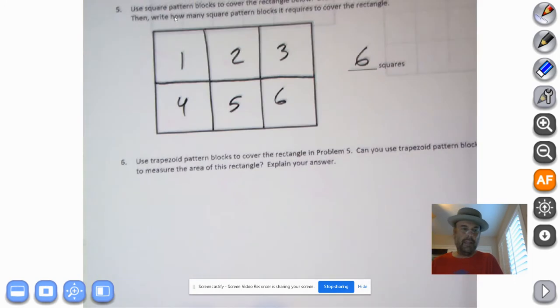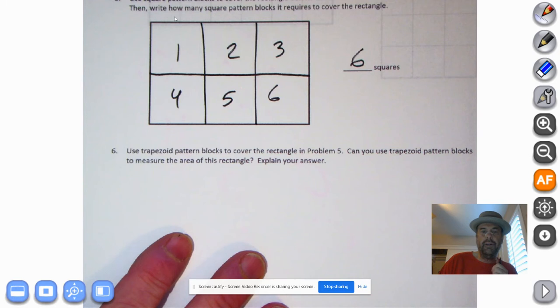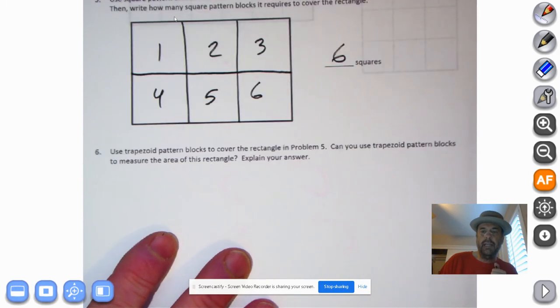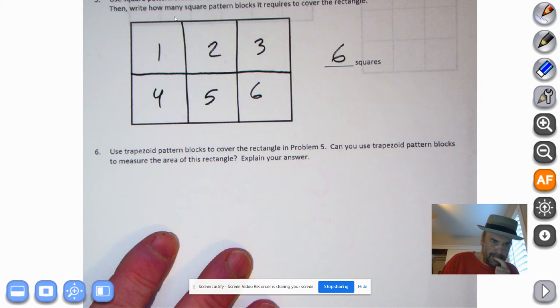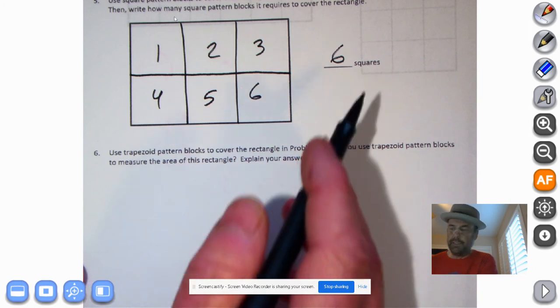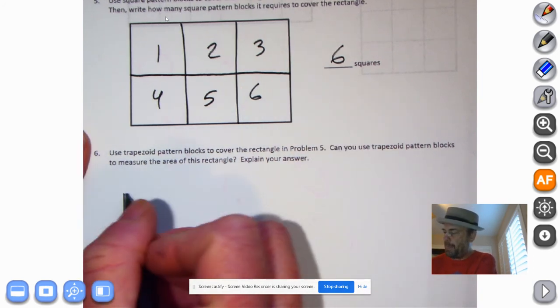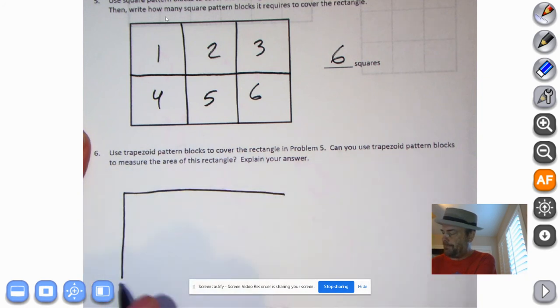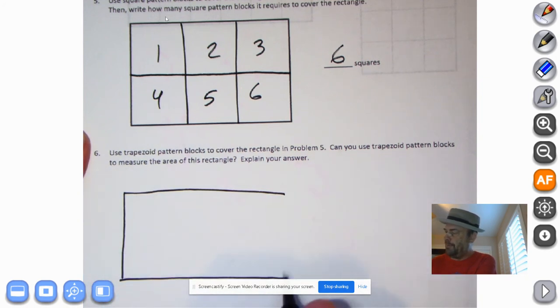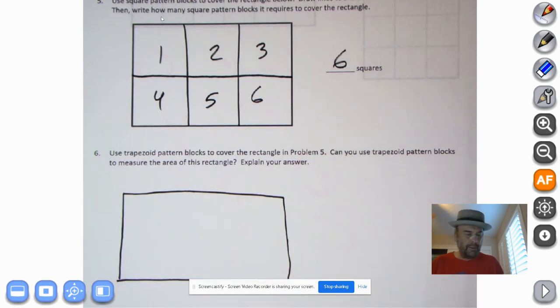All right, let's go down to our last problem here. It says, use trapezoid pattern blocks to cover the rectangle in problem 6. Can you use trapezoid blocks to measure the area of this rectangle? Explain your answer. So we have 6 squares there, but let's say we have a rectangle here. Instead of writing this answer, let's go ahead and draw it out. And let's say we're going to try to measure this area by trapezoids.